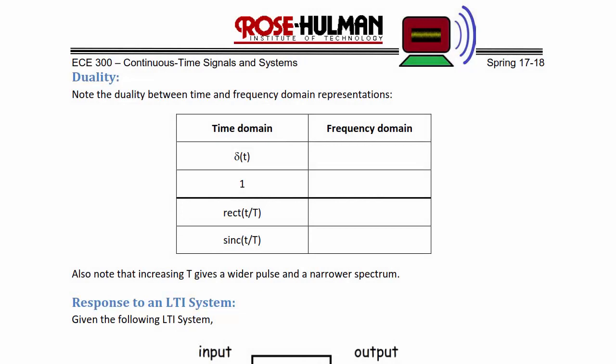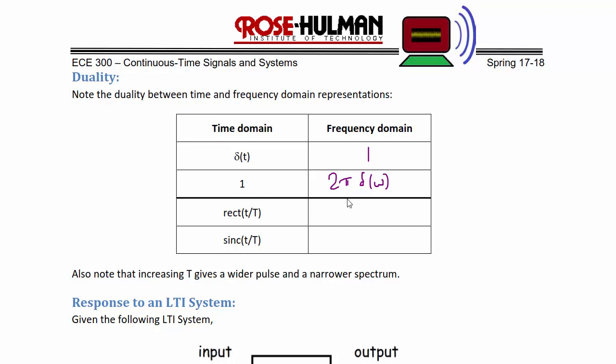Note that duality means that time and frequency domain representations sometimes have a relationship. So for example, we have seen here that the Fourier transform of delta of t is a 1, and conversely, the Fourier transform of a 1 is 2 pi delta of omega. So we know that those are duals of each other because the impulse is related to 1 in the time and frequency domain.